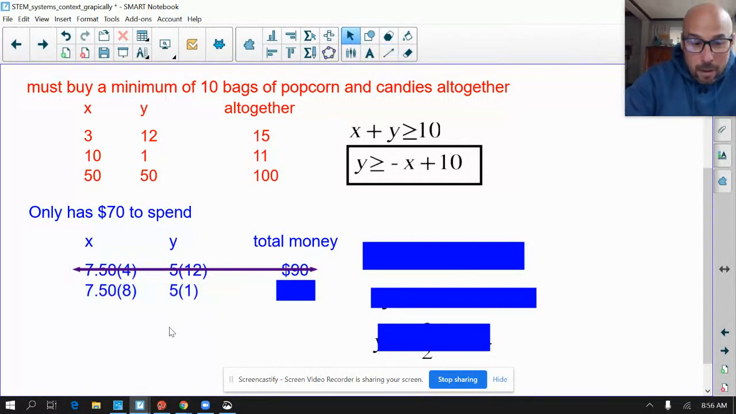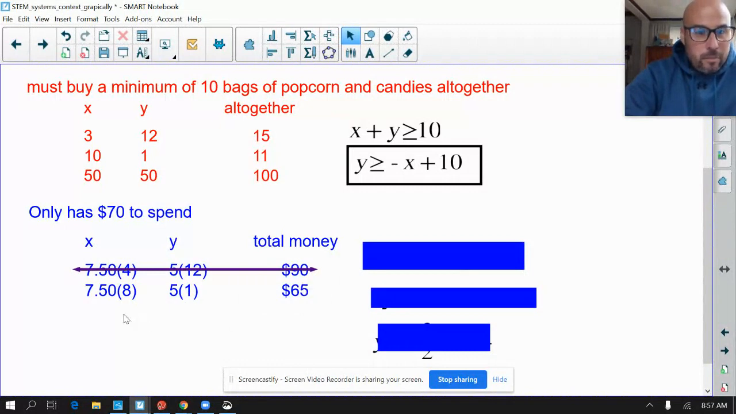He could buy 8 bags of popcorn and 1 bag of candy. So you go to your calculator, 7.50 times 8 plus 5 times 1, and that equals 65. Okay, that's a possibility. Hold on a second. That's only 9 items. 8 bags of popcorn and 1 candy. So he has enough money to do that, but his kids are going to tie him up to the armchair and set his toes on fire or do whatever children do. So we need at least 10 bags of stuff. And this is only 9 bags of stuff. But he has enough money to do it.